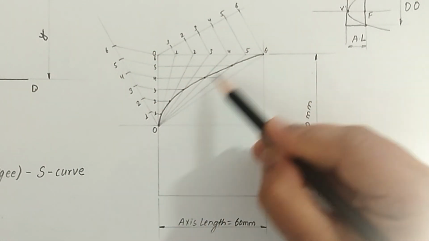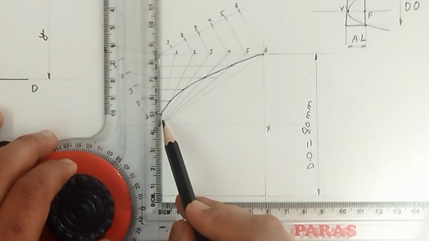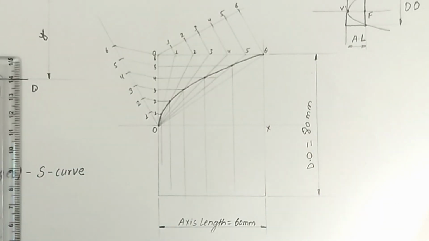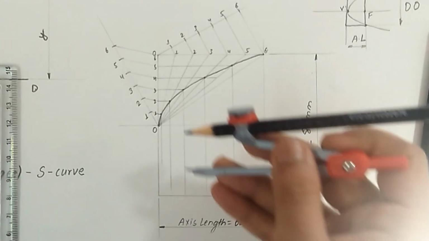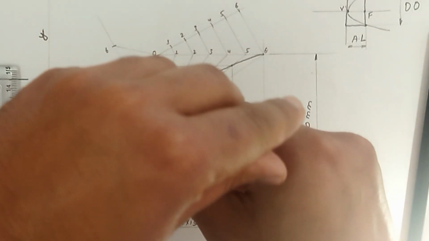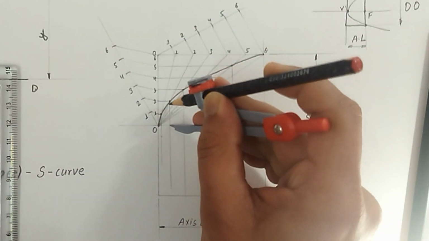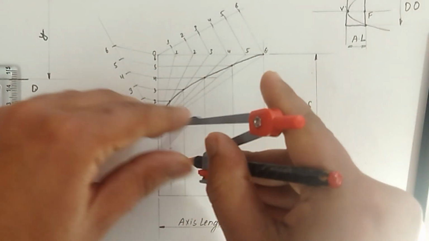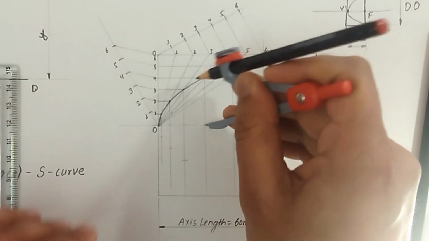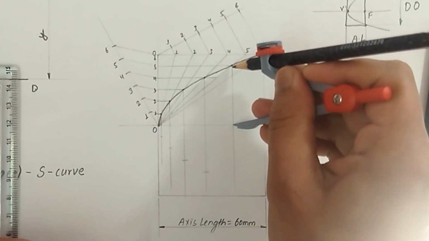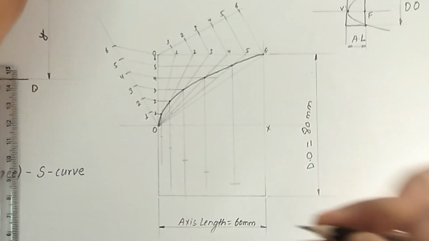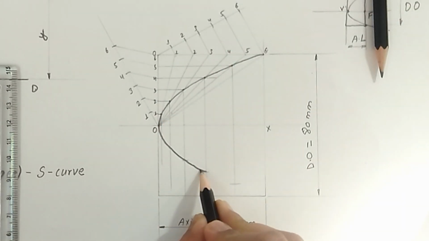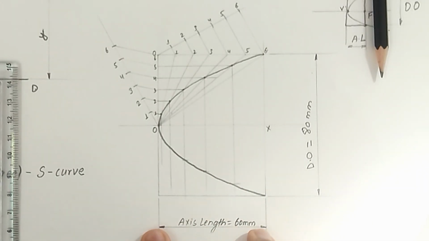Or what we could do is simply project these points below. So I'm going to project these points below. I make vertical lines. I'm going to take the compass, and from this axis OX I'm going to take the perpendicular distance and cut below. For the second point also I'm going to take this measurement and cut below. For 3 as well, repeating the same process. Now if I join these points, what I get is a complete parabola of axis length 60 mm and double ordinate of 80 mm.